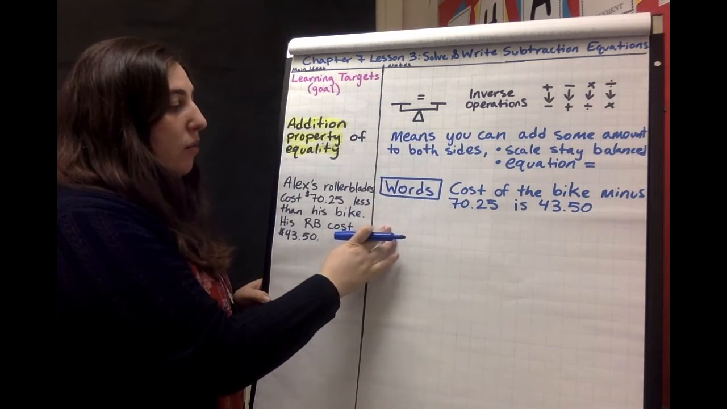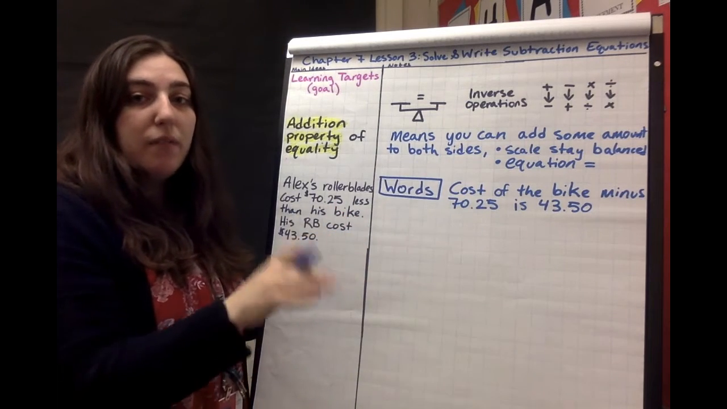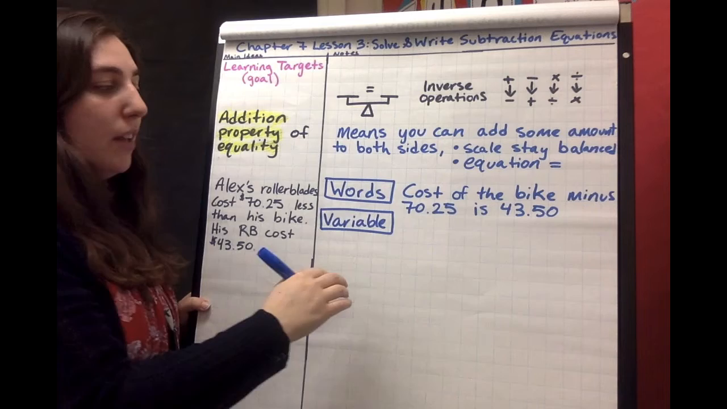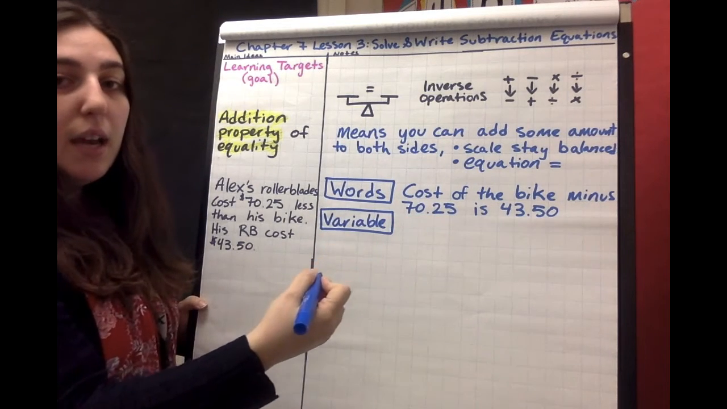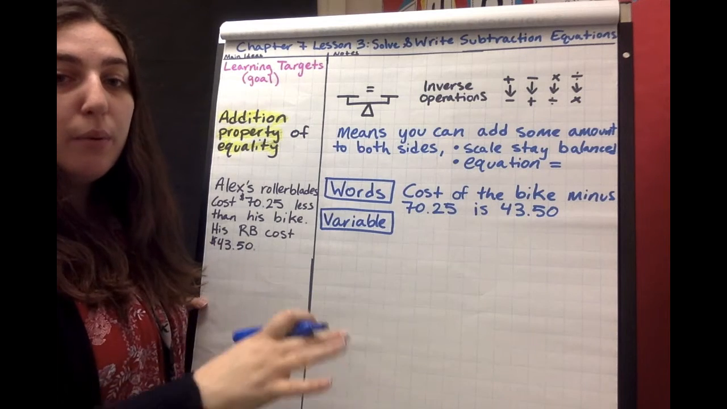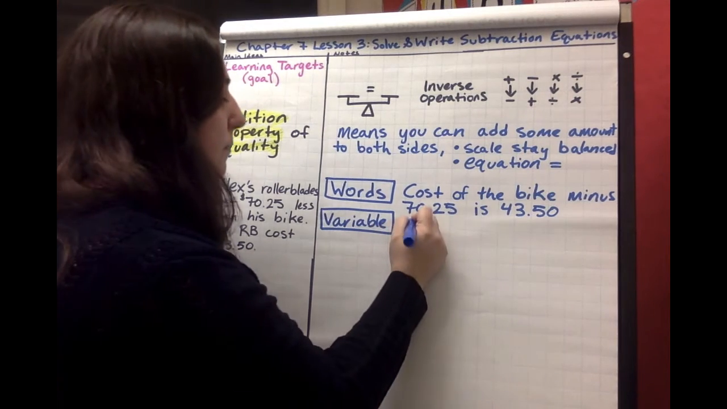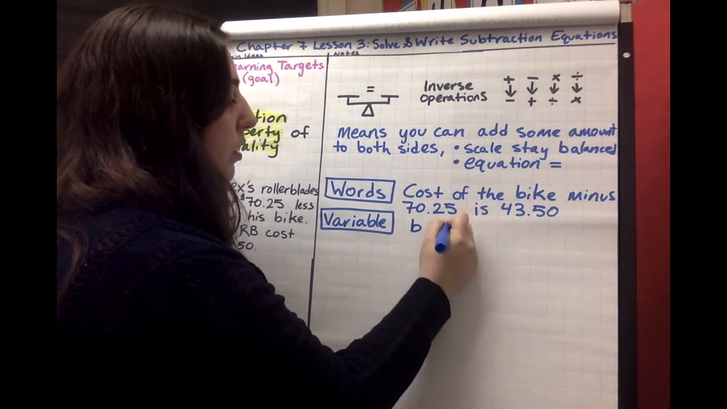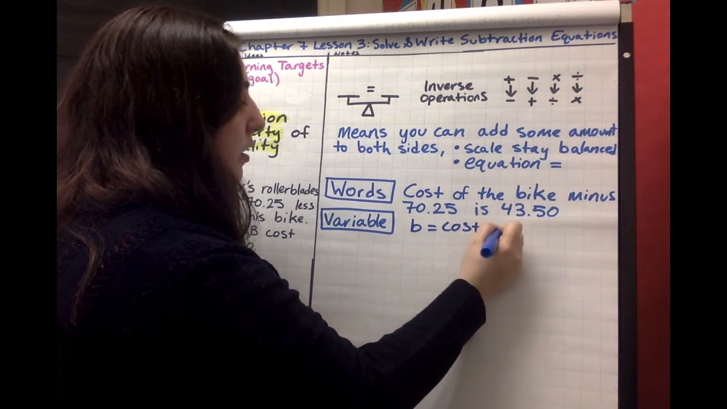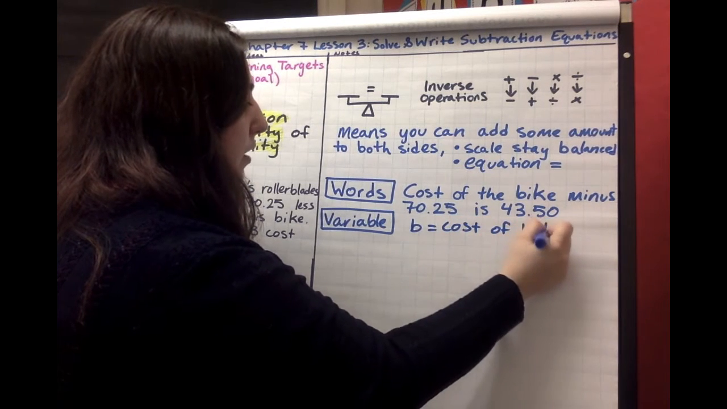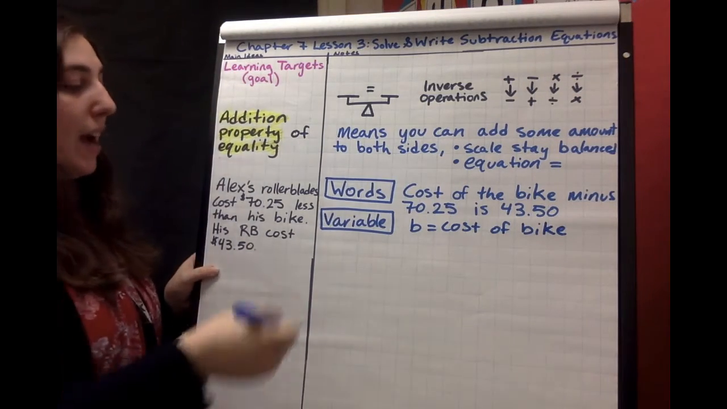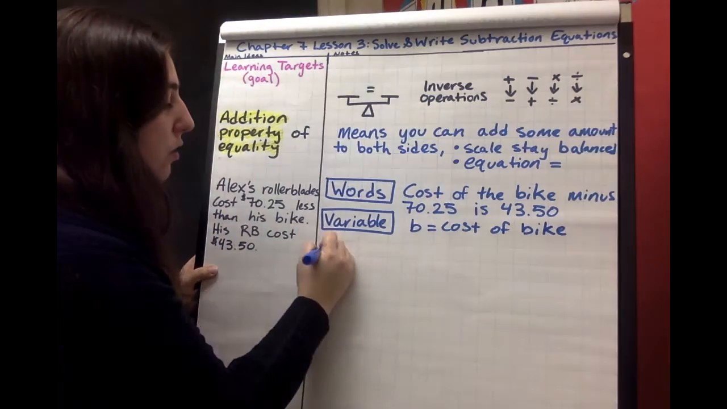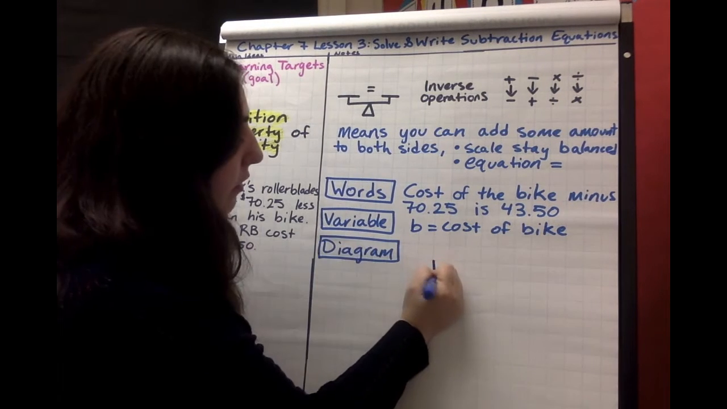Okay, so now we've written some of the important words down. Now let's write down the variable. We have to define the variable. I'm going to define the variable as the cost of the bike, and I can choose any letter, but I'm going to choose the letter B. So B equals cost of bike. Okay, and then it's optional. You can draw a diagram. My diagram.